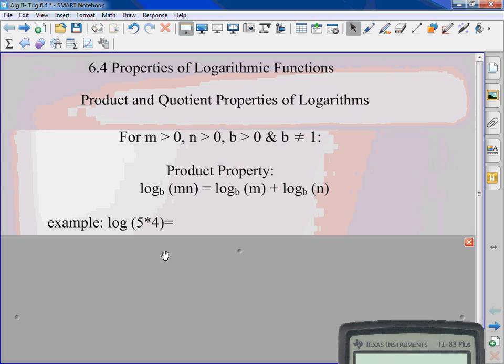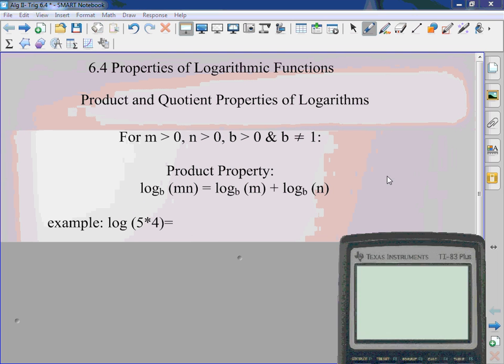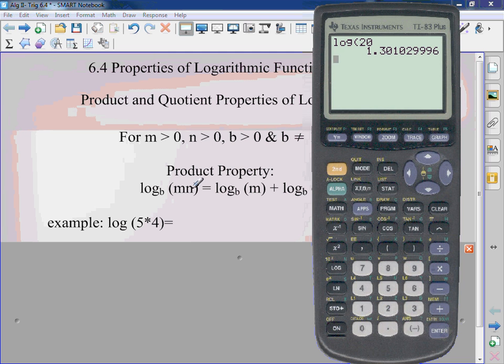For example, if I have log of 5 times 4, what does that really mean? Well, what's my base? Log base 10. We don't write the base 10, it's just a given. I could take on my calculator and do log of 20. Log of 20, it's 1.301. But log of 5 plus the log of 4.